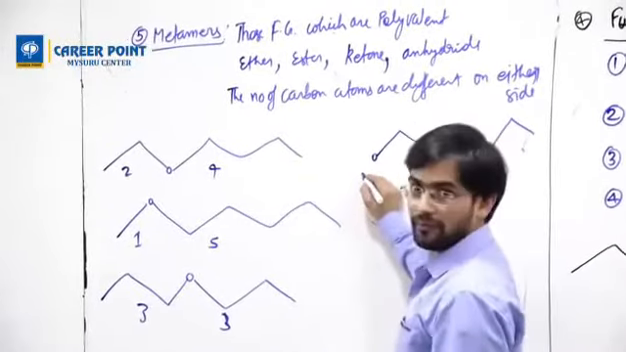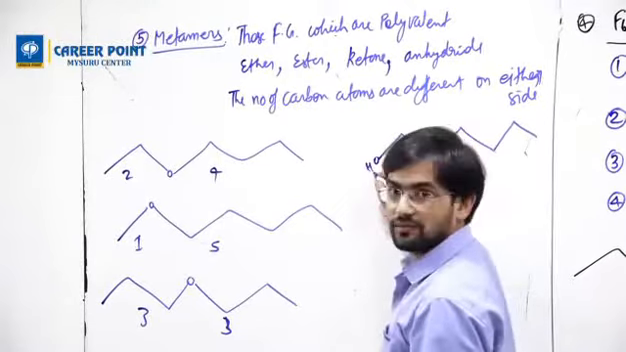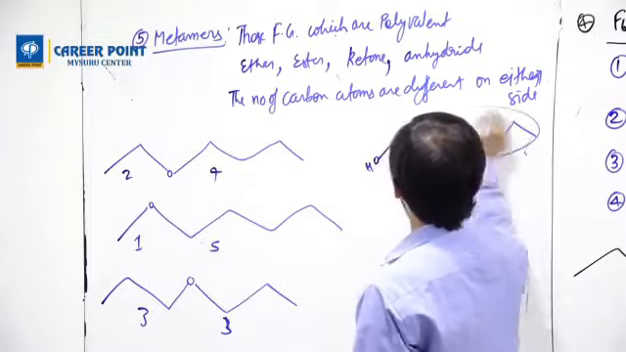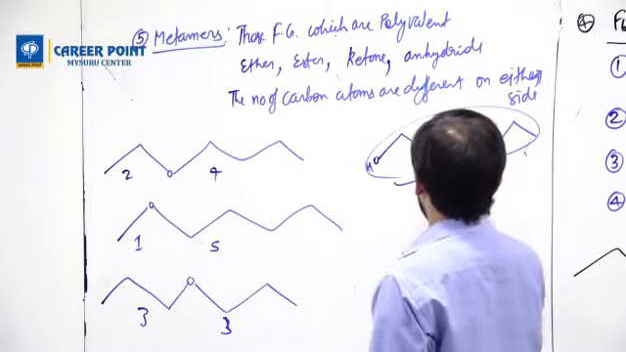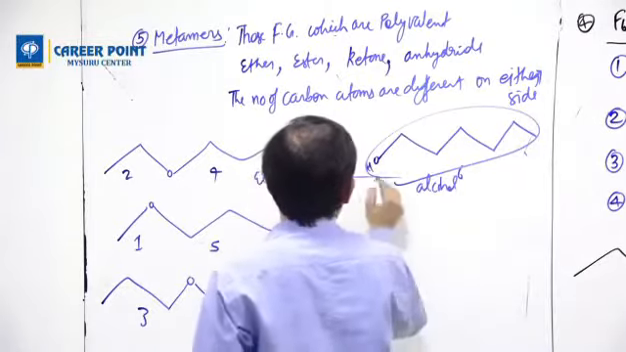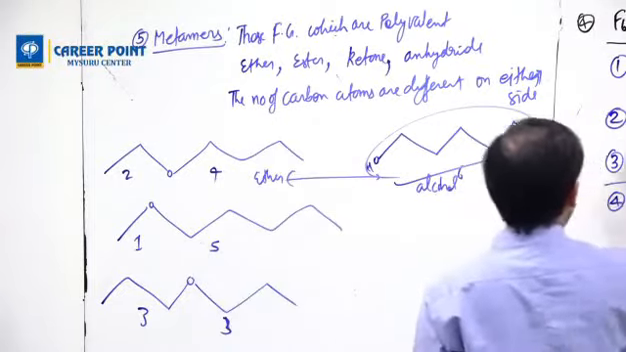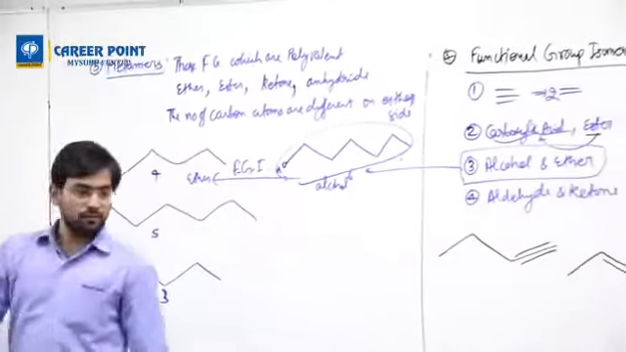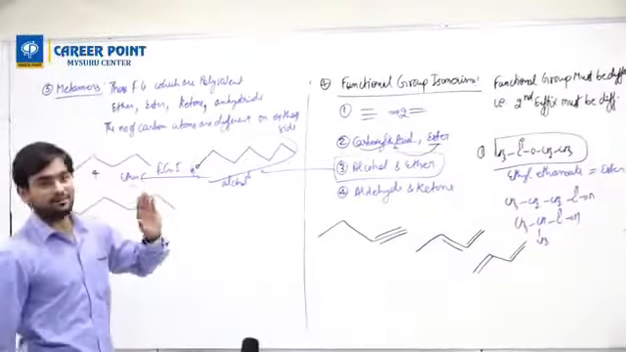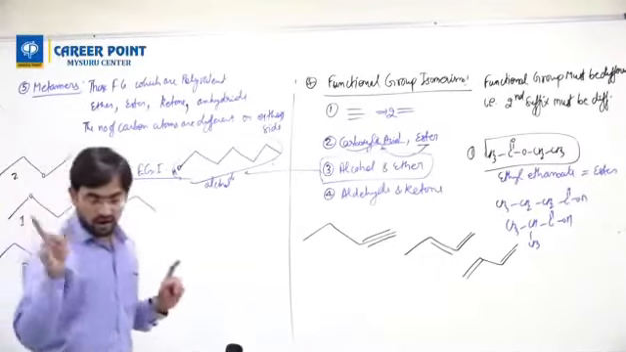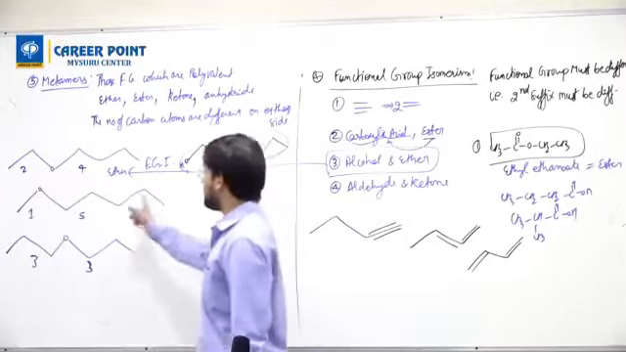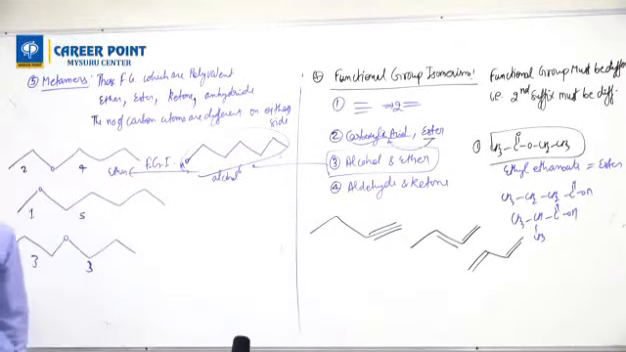Then there 0. But then the O will become OH, so that oxygen valency is satisfied. Then it will become alcohol. This is ether. Both are alcohol and ether, both are functional group isomerism. It means you should not change the functional group. What you can change is the number of carbon atoms. Understood this also? Any doubt till now?